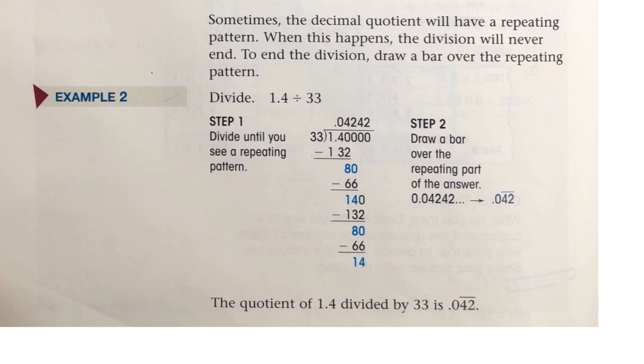So we know that it is 0.0424242 forever. The 42 will repeat forever. So we can put a line on top of the 42. And this is what the answer would look like. 42 thousandths repeating.